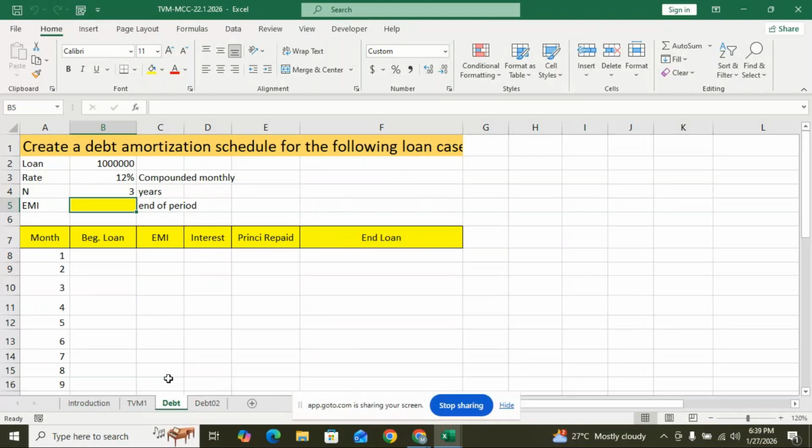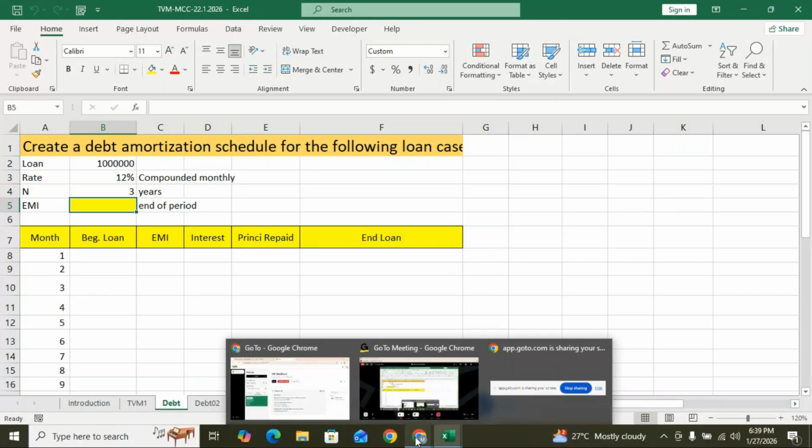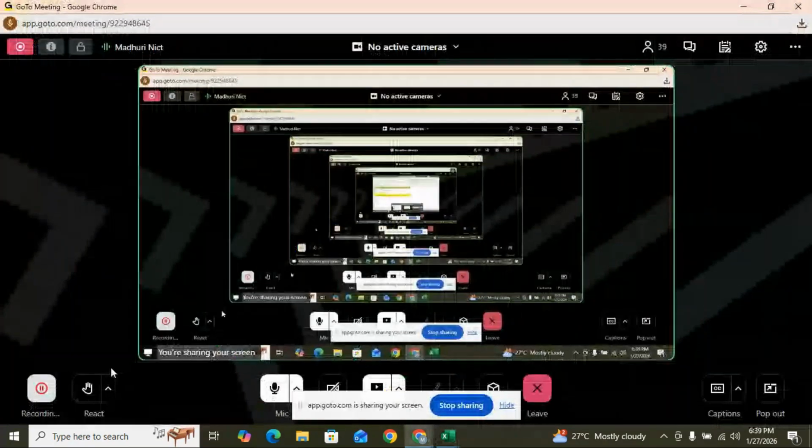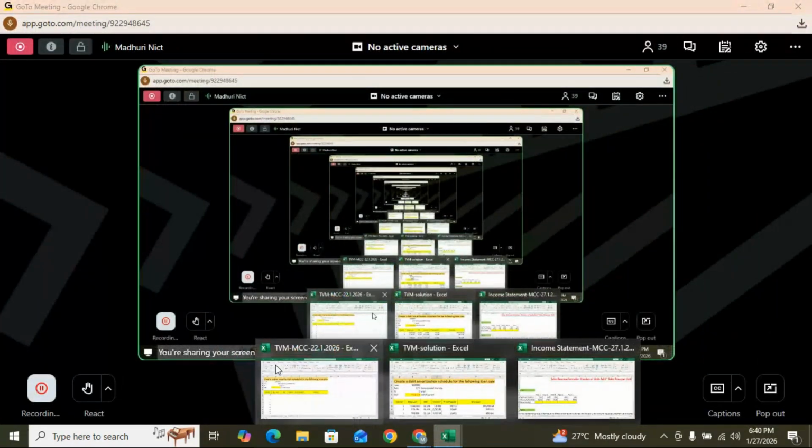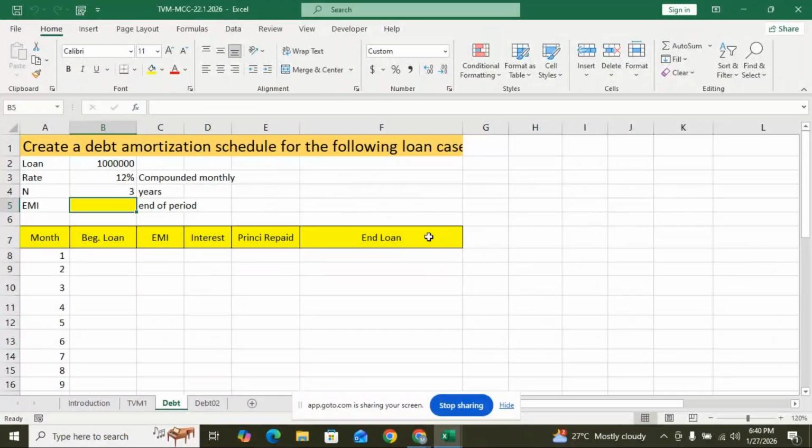Yes, ma'am. So you're going to open the file which we had solved, which was halfway. In the sense, we had just finished off the exercises, and today we are just going to start with the debt amortization schedule. So kindly open that debt file after time value of money. So if you're ready, we can start off.